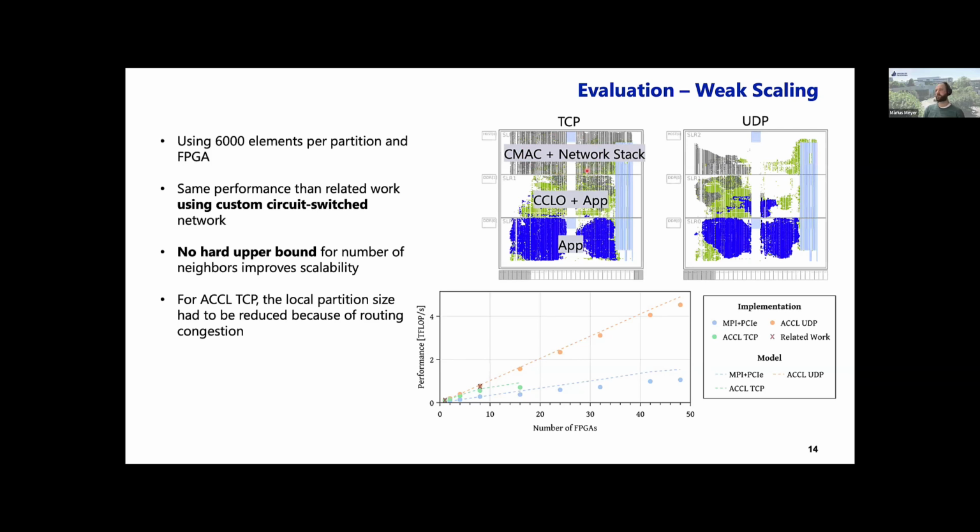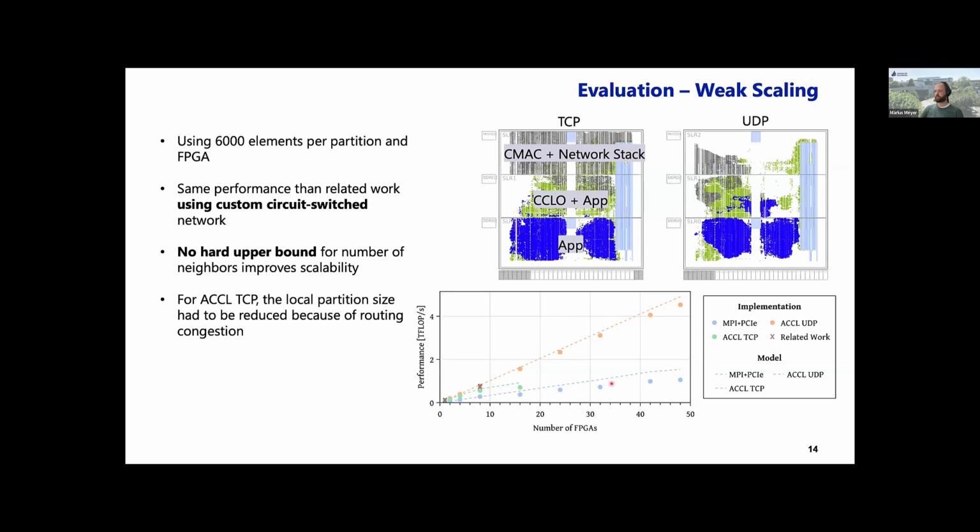This also reduces the space that is available for the actual application. In that case, we were not able to synthesize a design with the same buffer size as on the UDP stack, which means we had to reduce the buffer size where we want to fit our meshes in. So we could only compute on fewer elements per partition, basically, on each FPGA. And this leads to the point that we cannot hide the communication latency as well, because we just do not have enough core elements to compute on.